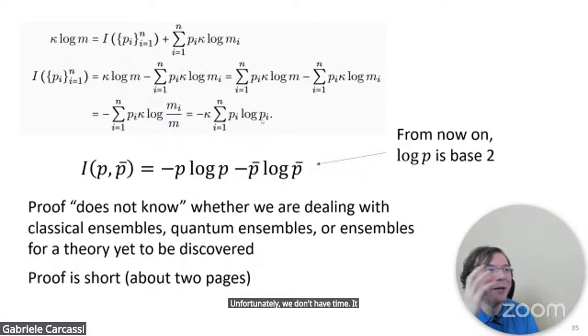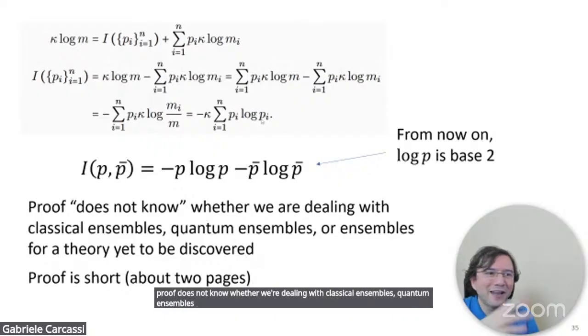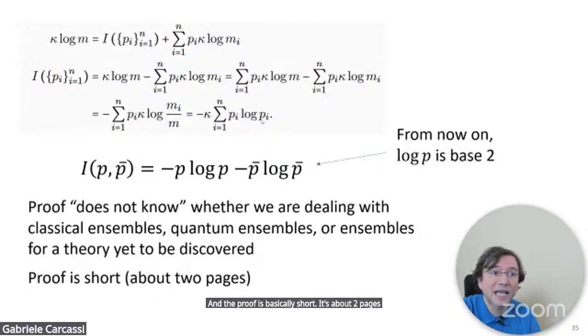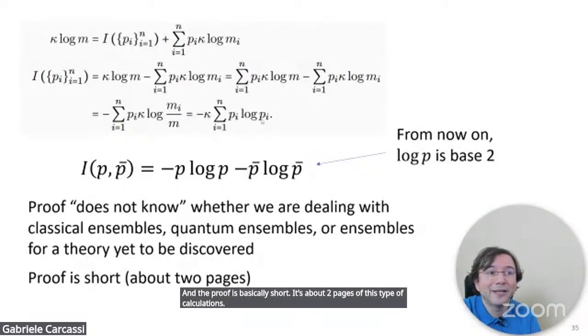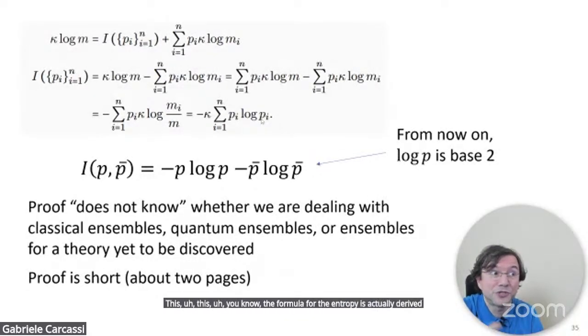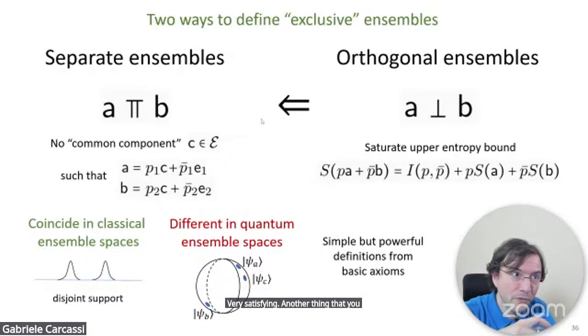It's very nice. But the point is that the proof does not know whether we're dealing with classical ensembles, quantum ensembles, or ensembles of any theory yet discovered. It works in general. And the proof is basically short. It's about 2 pages of this type of calculations. And yes, we didn't need to put in the formula for the entropy. It is actually derived from the previous axiom, which I find very satisfying.